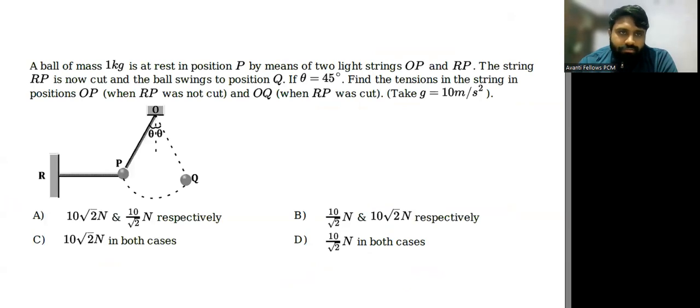Okay. Now, next question. A ball of mass 1 kg is at rest at position P by means of two light strings OP and RP. This is OP and this is RP. The string RP is now cut and the ball swings to position Q. If theta is equal to 45, find the tension in the string OP when RP was not cut and OQ when RP was cut.